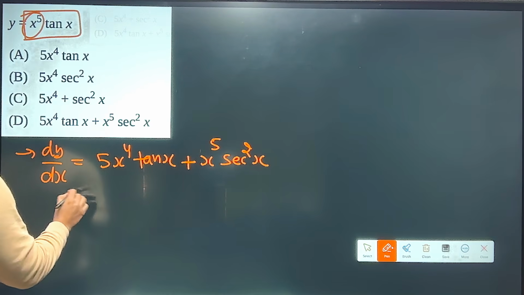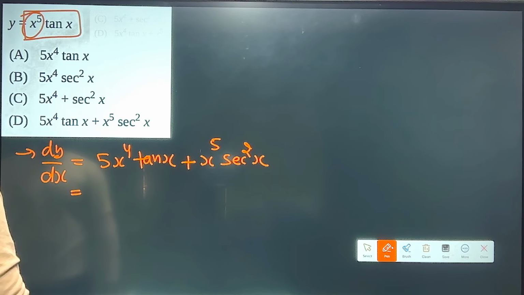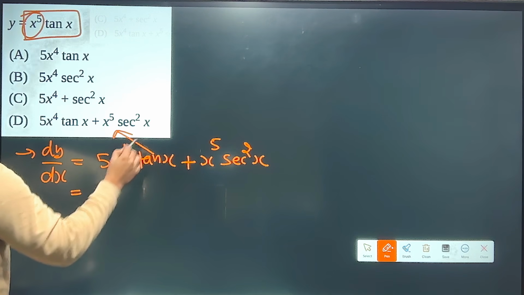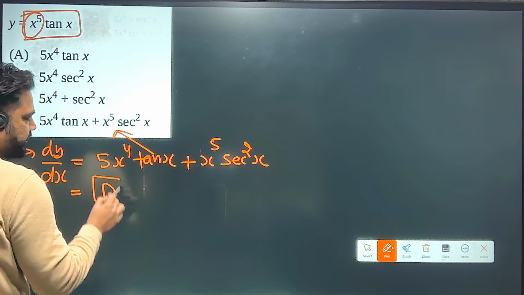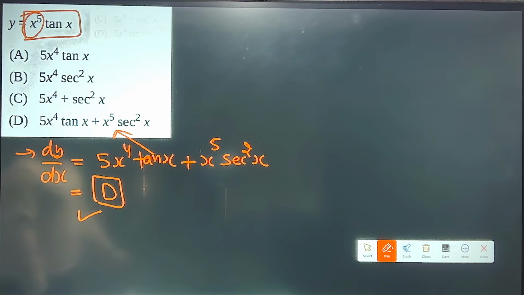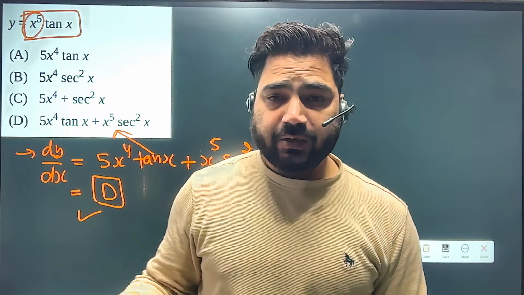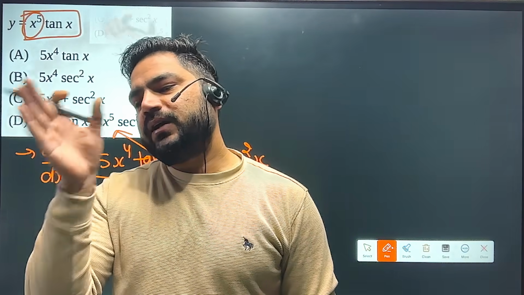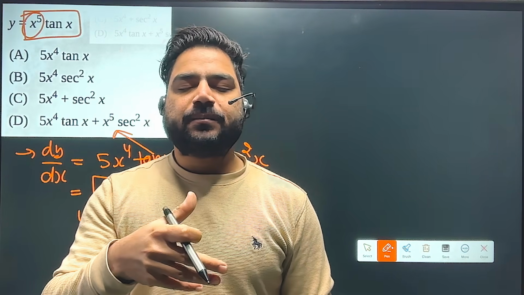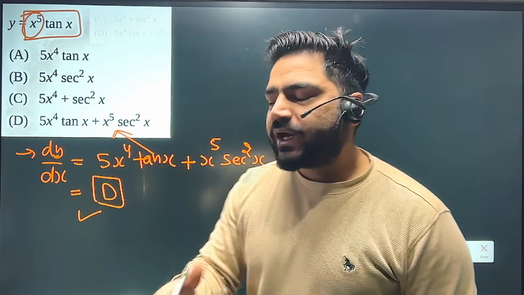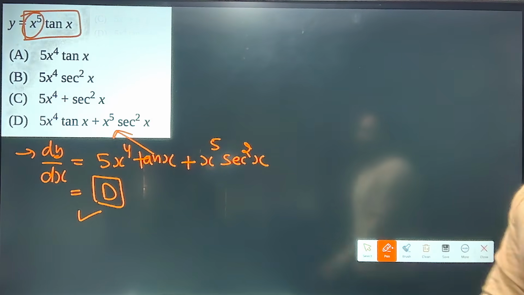Very easy question. If you take something common or not, it is exactly the same, the D option is matching. So D option is correct. This is just the basic product rule. For the first function you do its derivative, second will remain same, and when you do the derivative of the second function, then first will remain same. This is how you can solve the questions.